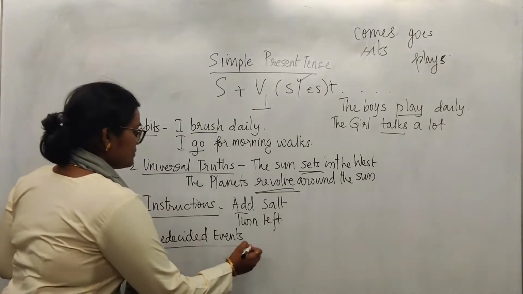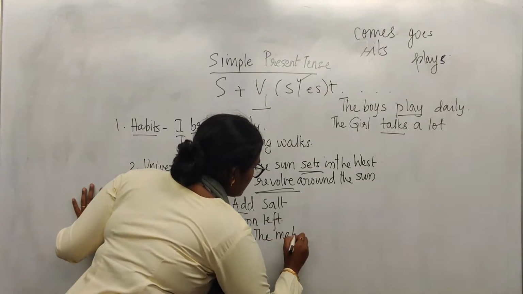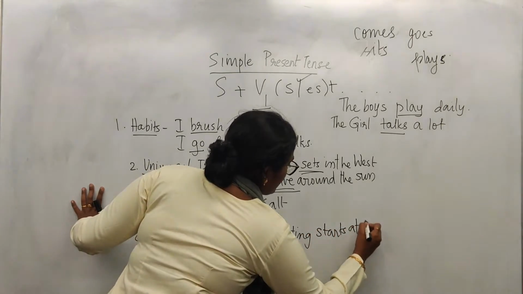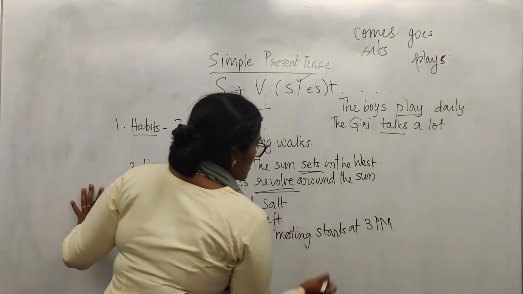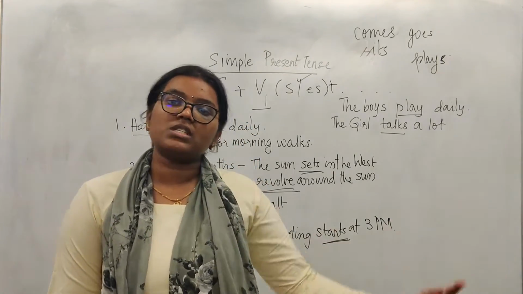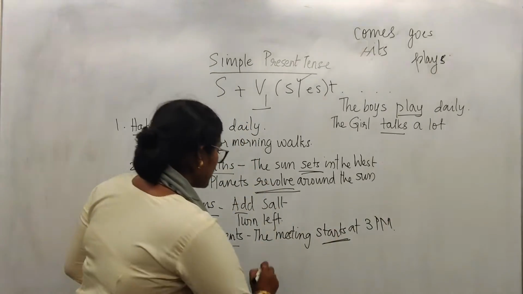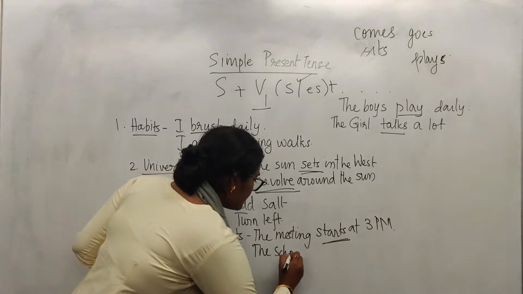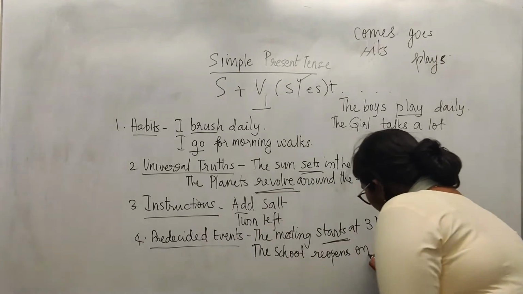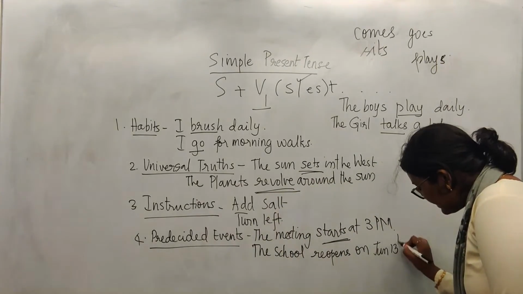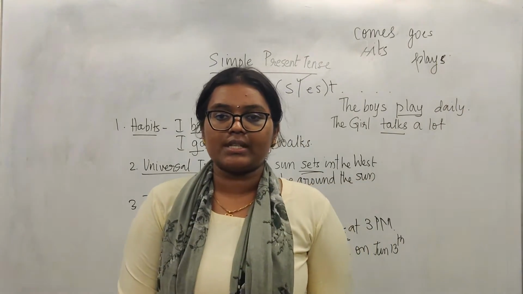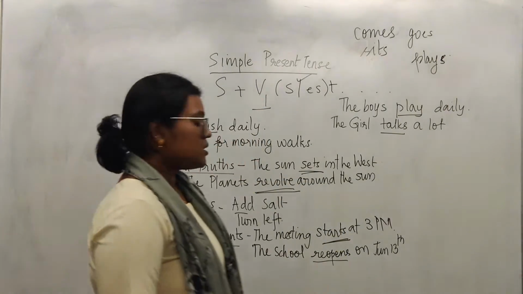For example, the meeting starts at 3 p.m. When I say starts, it is something that is fixed. It is already decided that the meeting will start at 3 p.m. One more example could be the school reopens on June 13th. Again, this is a fixed event. The school is likely to reopen on this particular date. So therefore, we use the simple present tense.